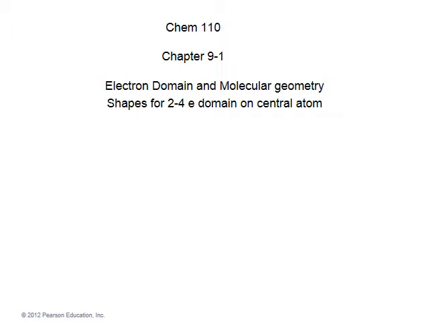We can predict shapes quite readily when there are two pairs of electrons. Let me show you that. If this is my central atom, and let's have two pairs of electrons like this.